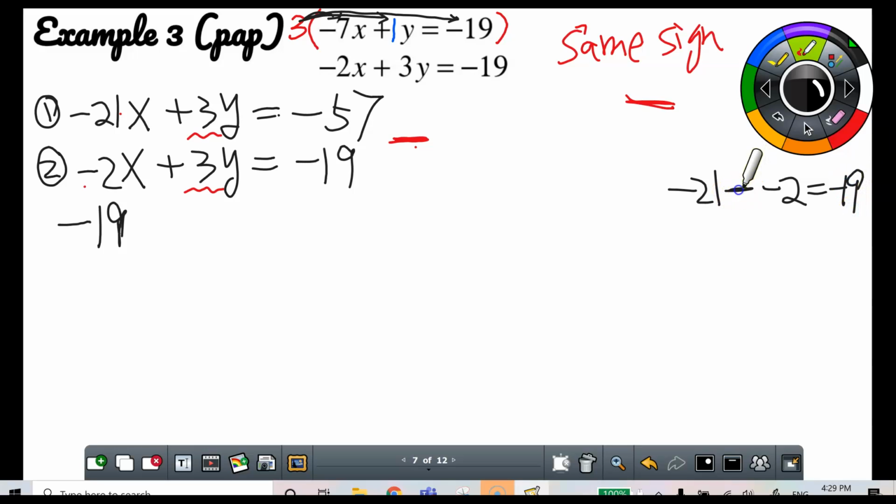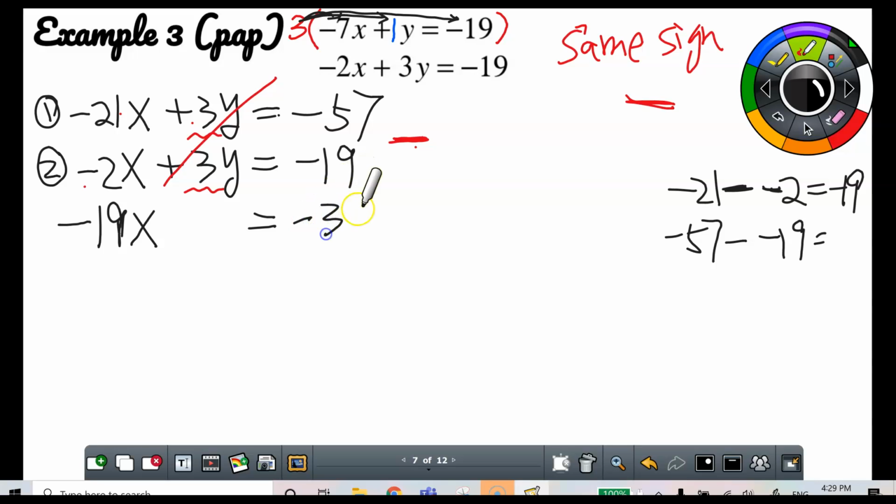Be careful. The first subtraction is between the two equations. The second negative sign is the negative 2 here. Okay? And second pair, positive 3 subtract positive 3 is 0. You eliminated it. I'm sorry, this is negative 19x. Okay? And equal sign. And on the other side, negative 57 subtract negative 19 gives you negative 38. Okay, so I have this simple equation.